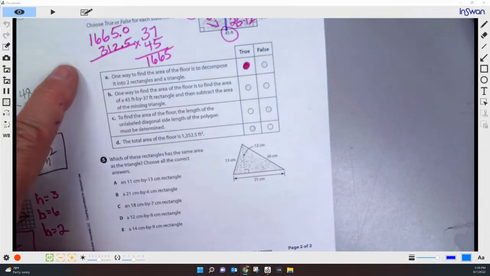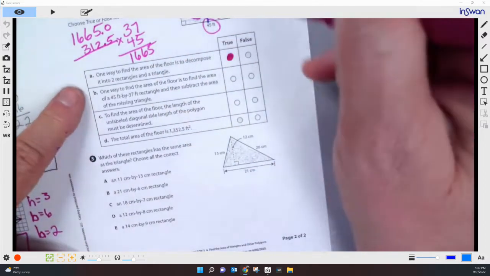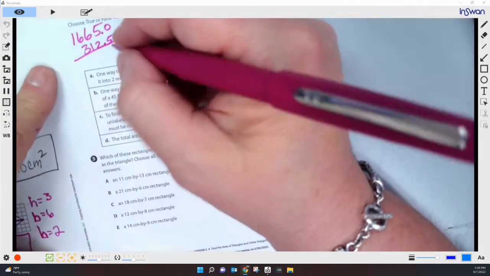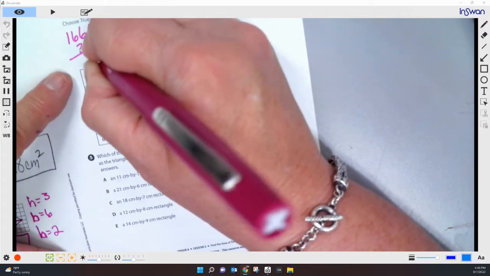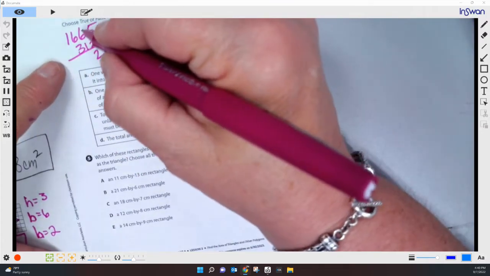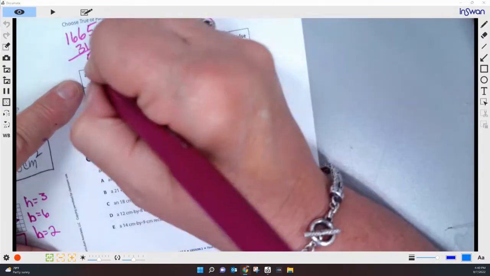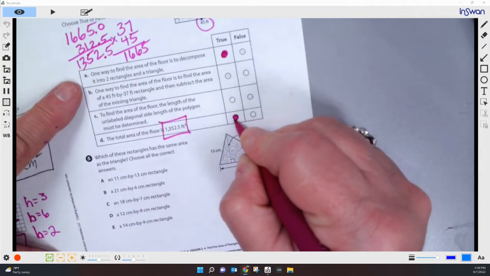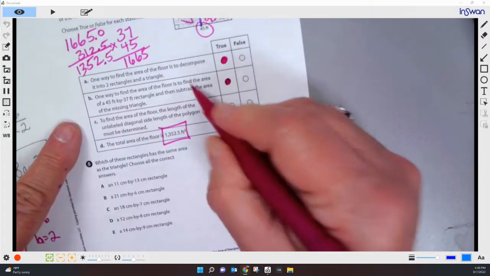And that is going to be 1,352.5. So 10 minus 5 is 5. 4 minus 2 is 2. 6 minus 1 is 5. And 16 minus 3 is 13. So this one is true. So that would be true. We just found the area and got that.